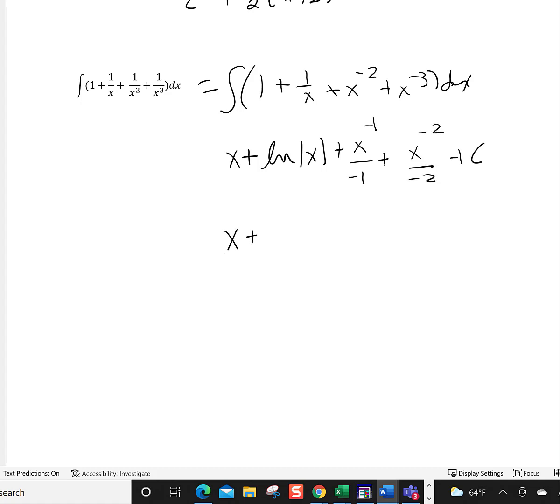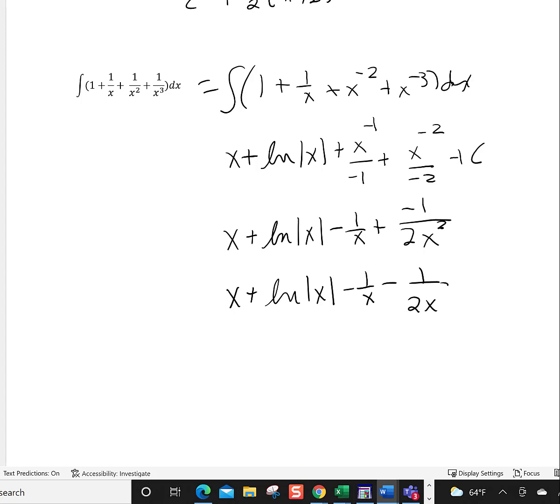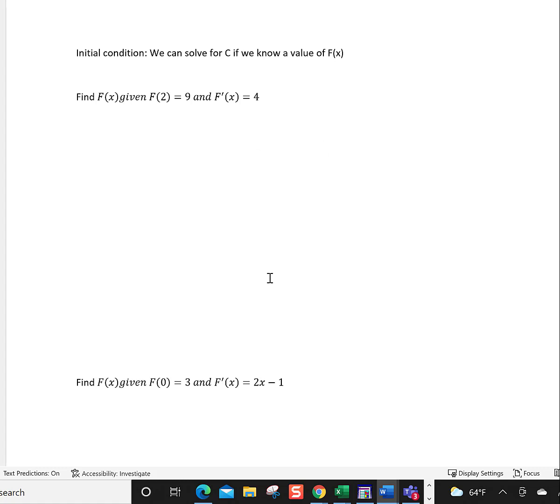I can make this x plus natural log of absolute value of x. X to the negative 1 over negative 1 is negative 1 over x. X to the negative 2 over negative 2, I can make that x squared go to the bottom. The negative 2 stays there, but I'm just going to move it up to the top so I can make that x, natural log of x, minus 1 over x, minus 1 over 2x squared, and then, of course, plus c always.